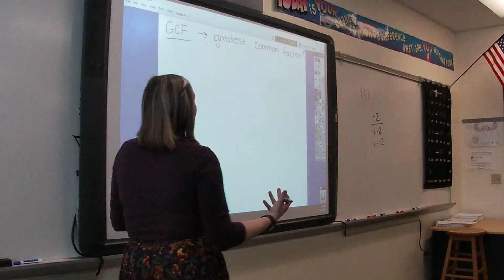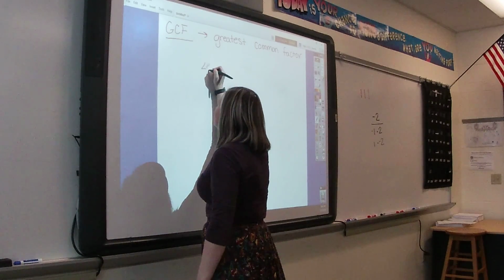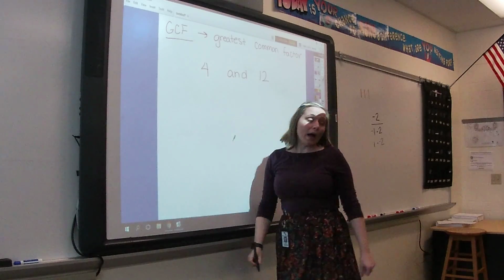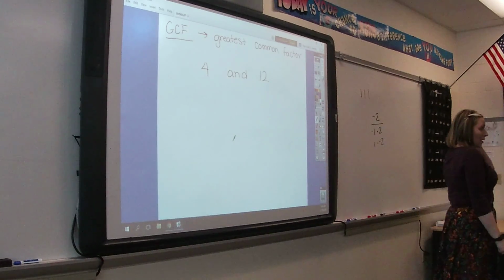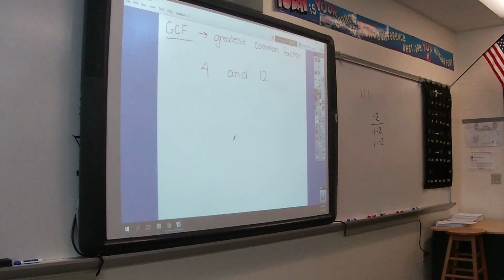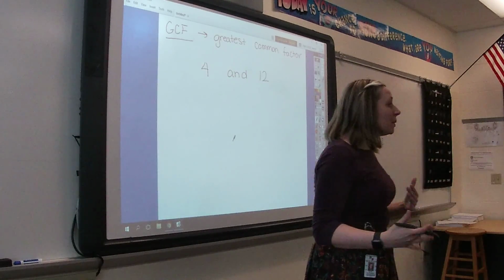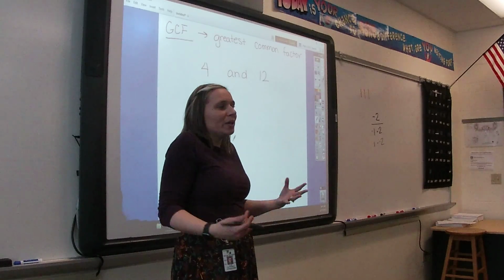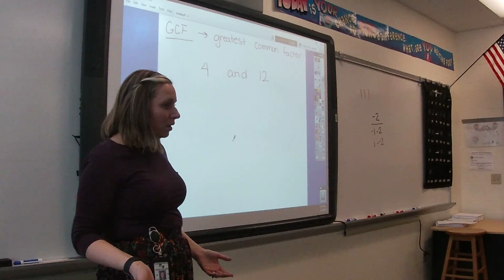Sometimes a GCF is simple to find. If I write down something like 4 and 12, and I say, let's find the greatest common factor, let's find the largest number that will divide evenly into 4 and 12, what will we probably all say? 4. Why do we say 4? Well, we just know it's 4.